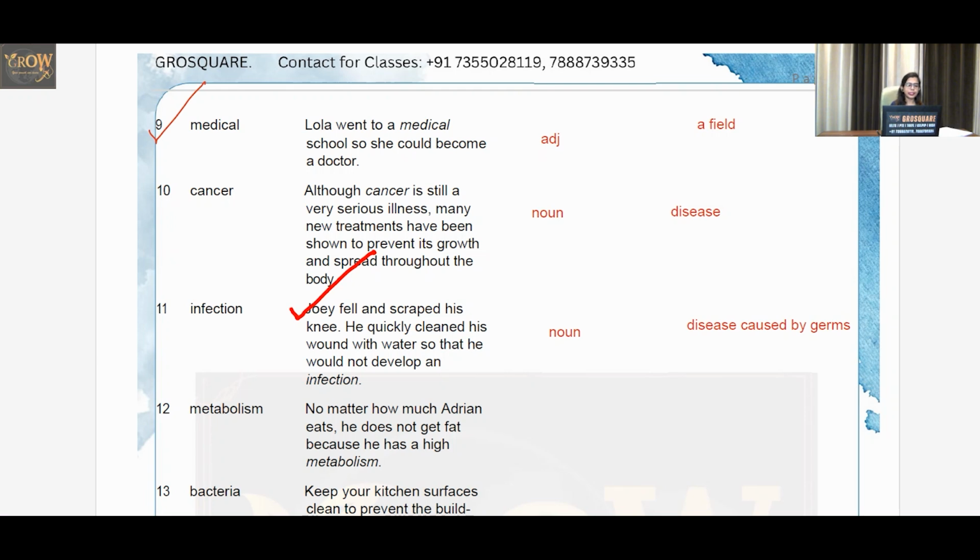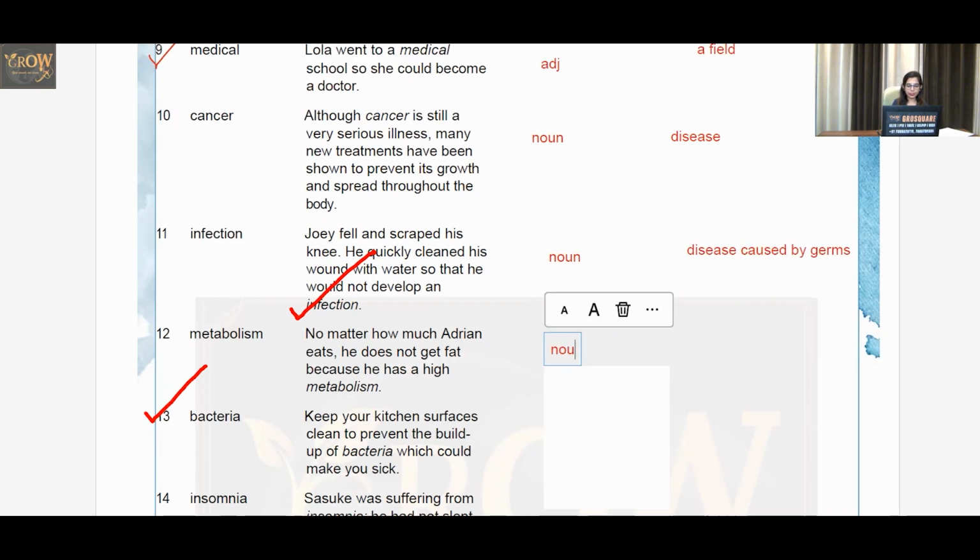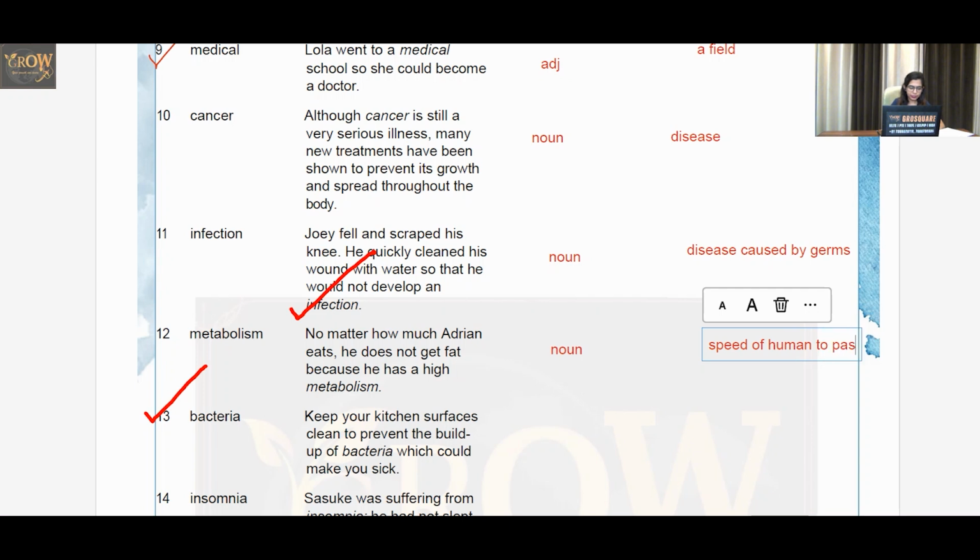Right, let's move ahead towards the next word, 12th one, and this is metabolism. Right, metabolism is again a noun, name of something, right? And let's try to write down the meaning of this. So this is basically, yes, the speed of food. We can say the speed of human to pass food and nutrients to generate energy. Right, so let me change the position.